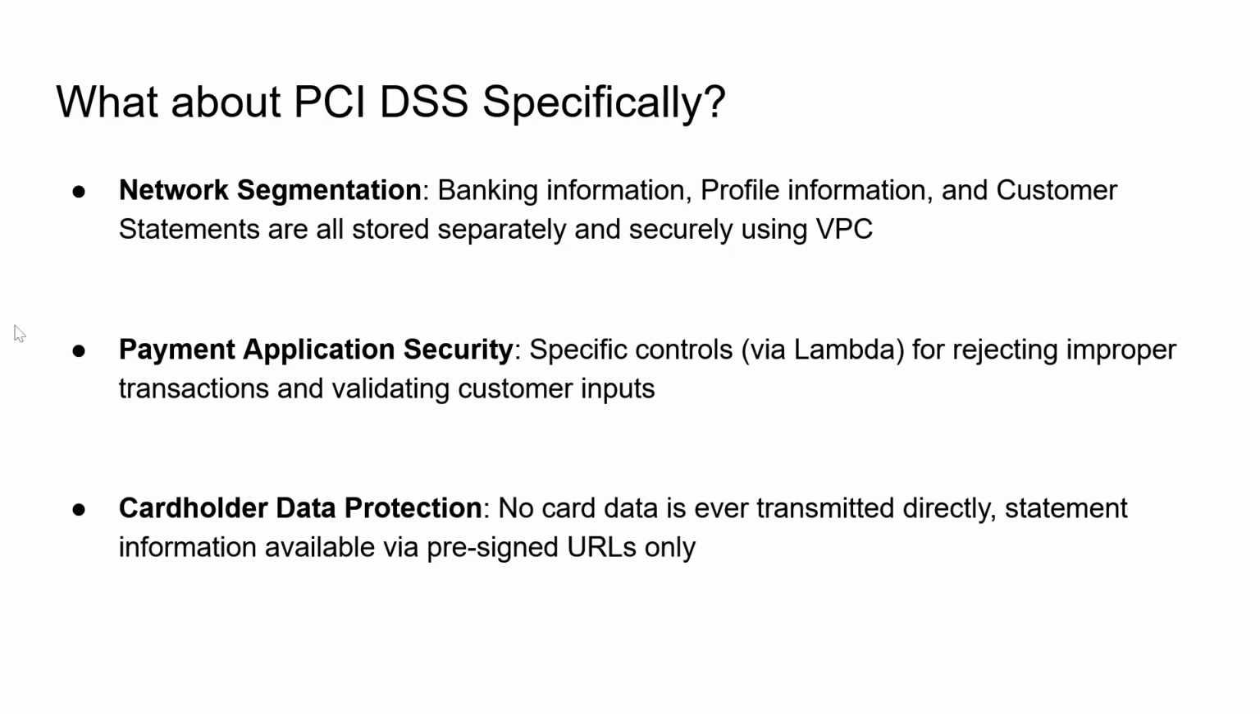For the Payment Card Industry Data Security Standard, network segmentation: VaultGuard runs entirely on its own private VPC on Amazon Web Services. Payment security: there's logic in the Lambda functions to reject improper transactions. And cardholder data protection: no card data is transmitted directly, and anything involving banking information is returned via pre-signed URL, such as bank statements.